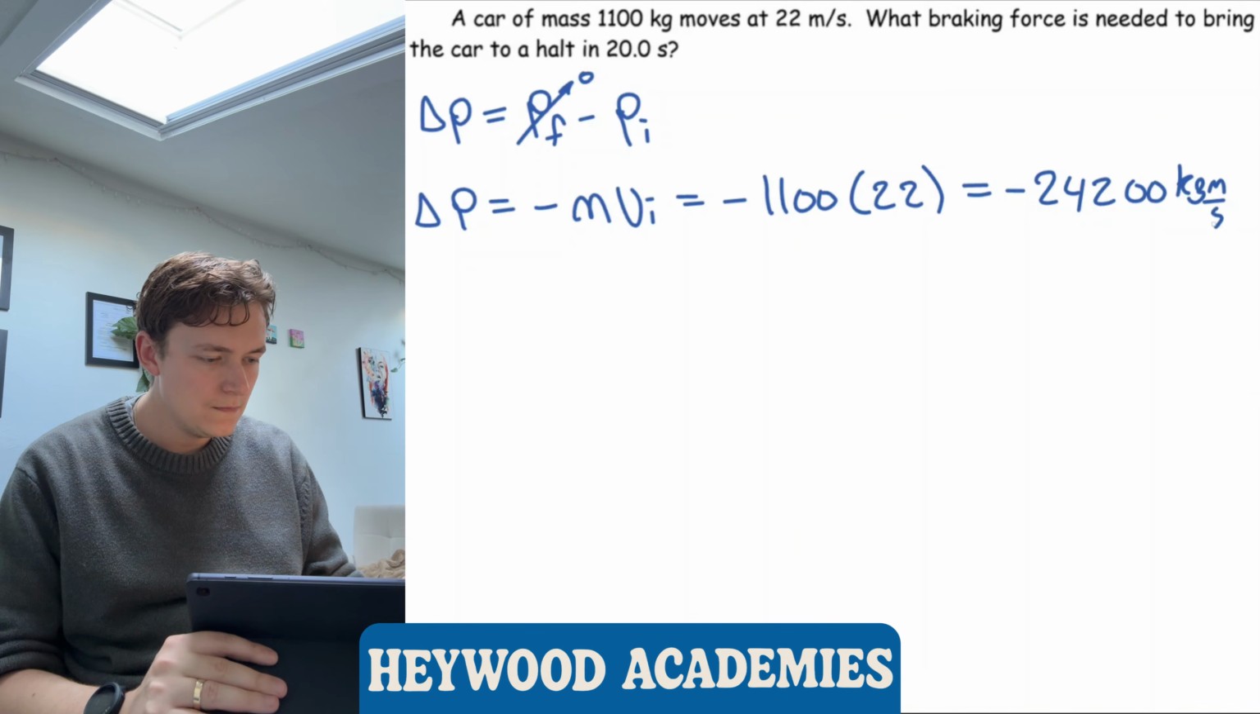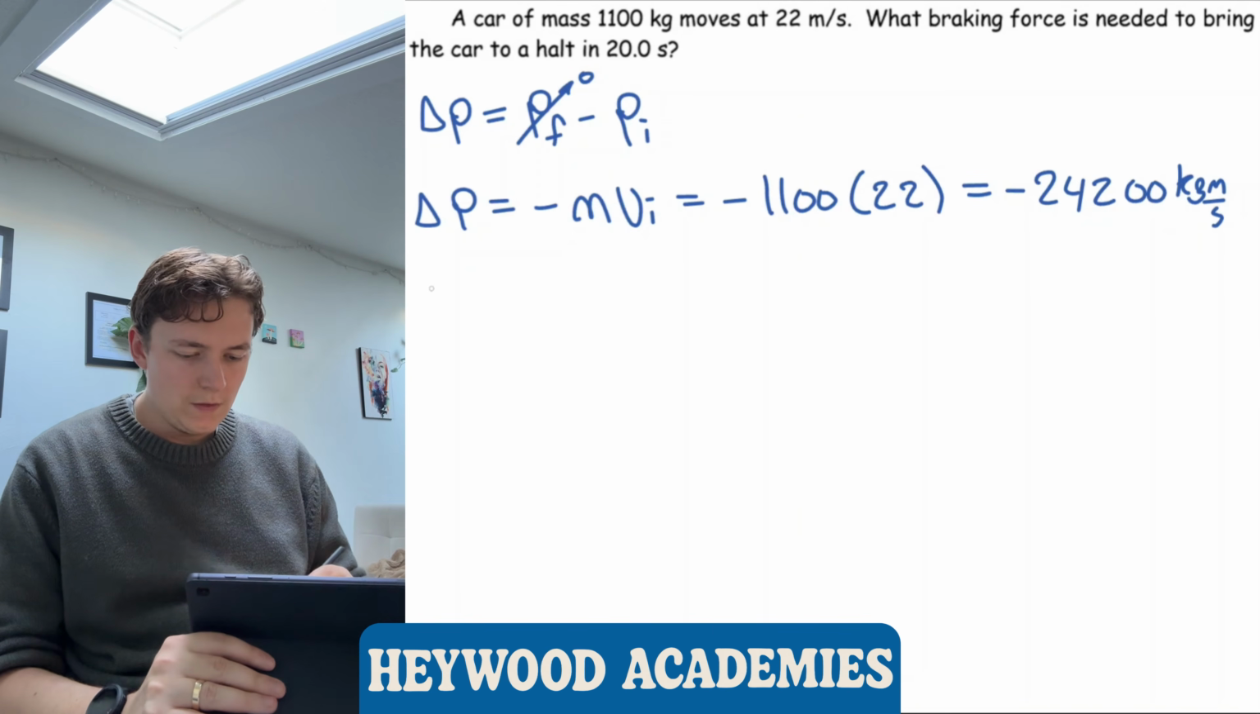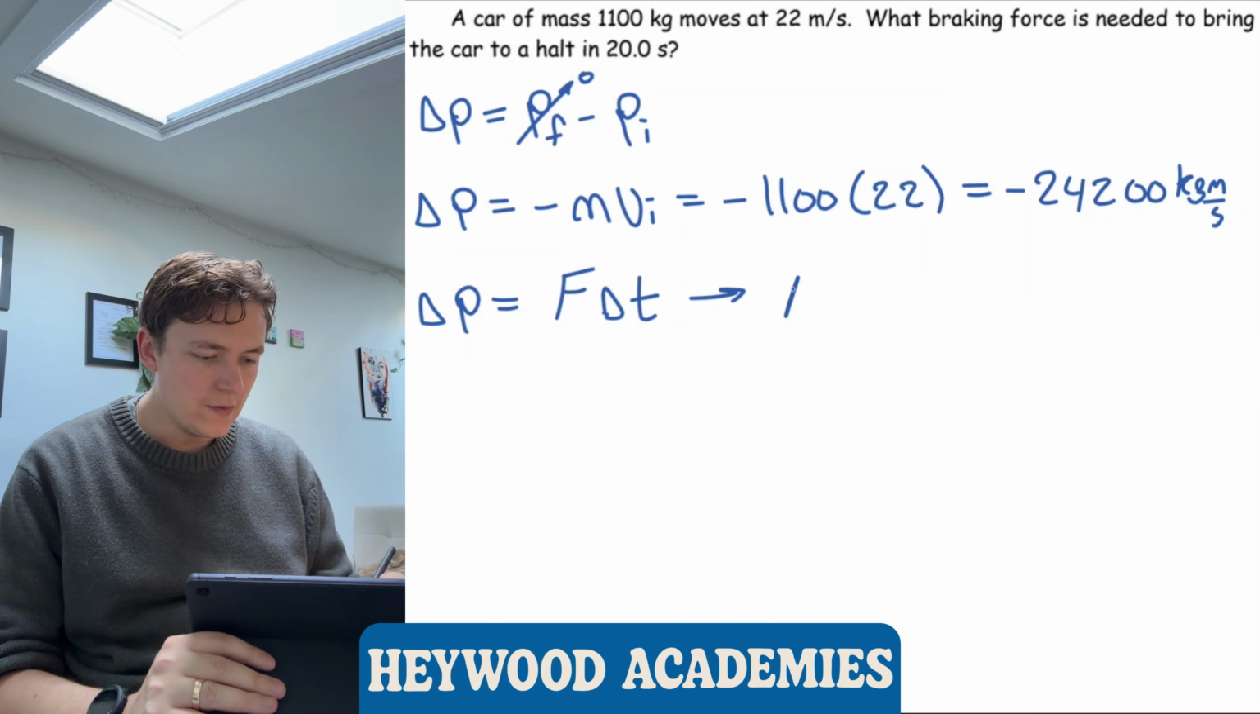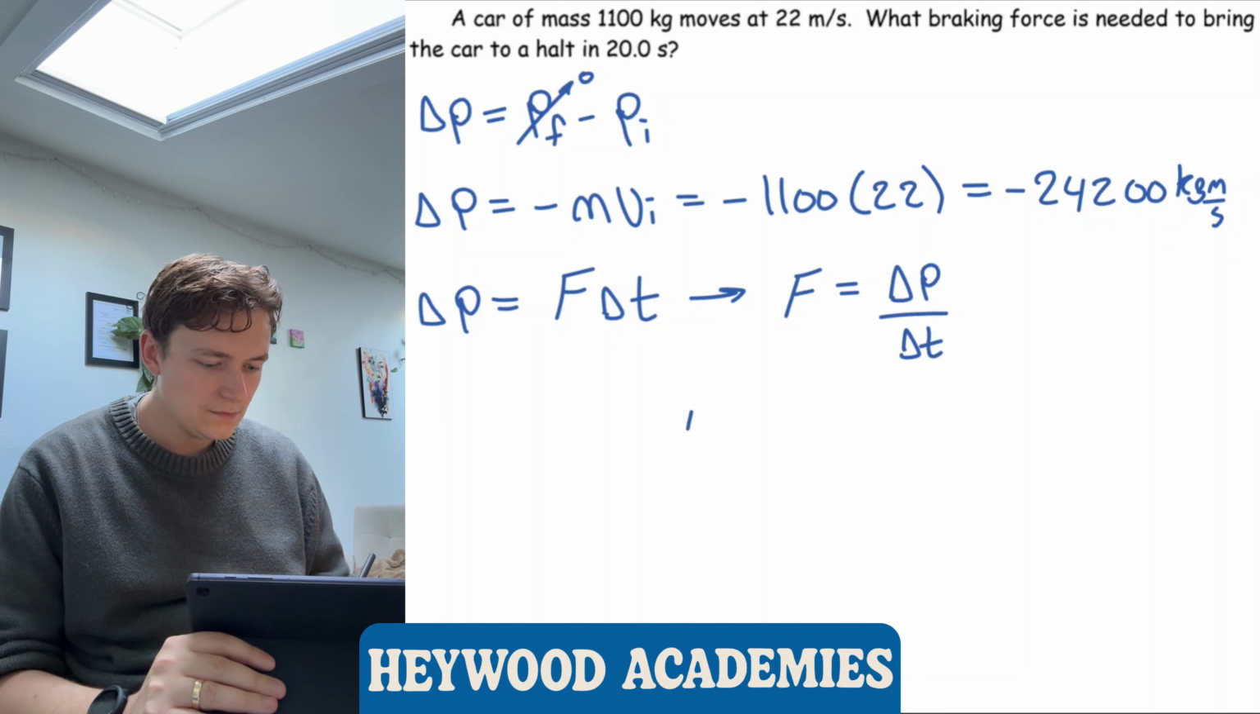Okay, now we need to solve for the braking force, so we can use the change in momentum is force times change in time, and then we can rearrange that equation to get that force is equal to the change in momentum over the change in time. So we can go ahead and plug our numbers in here.